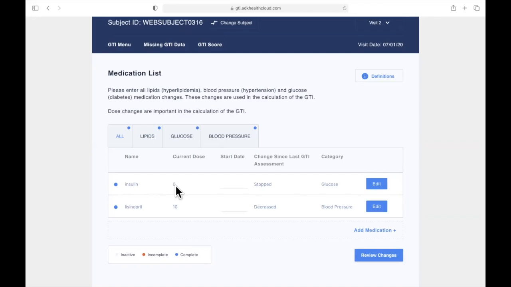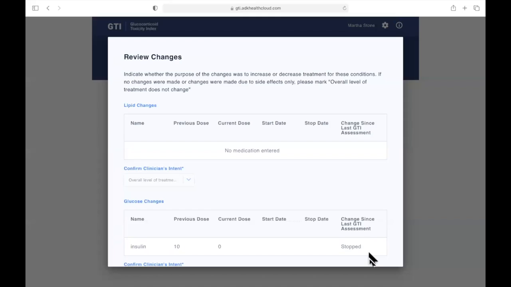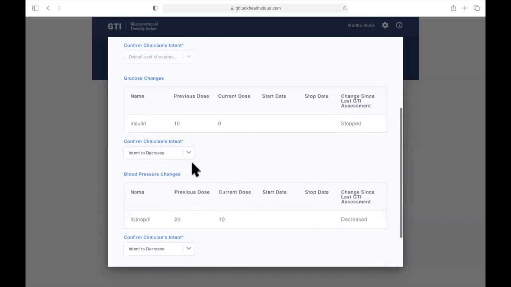Now, at the first follow-up visit, the patient is off insulin. His glucose metabolism has improved. In addition, his lisinopril, 20 milligrams at baseline, is now 10. So he has had improvements in both of his medications to treat glucose metabolism and to treat blood pressure. And now we confirm that the intention was to decrease both of those.